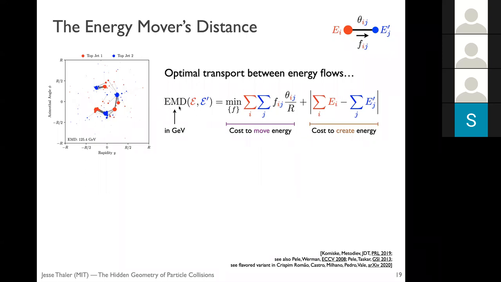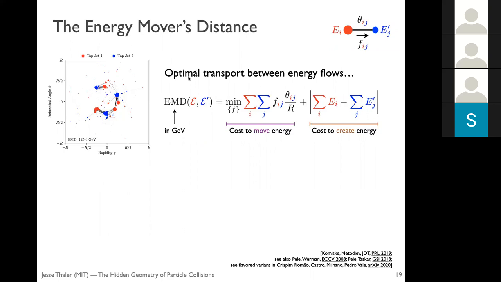The energy mover's distance has units of GeV, and it has two terms. It is the cost associated with moving energy. F is the amount of energy that needs to be moved. Theta is the angle that it has to move between. And for units, I have to divide by the jet radius for this to have units of GeV. And then we have to consider the case that two jets don't necessarily have the same amount of energy, and there's a penalty term for the energies being different.